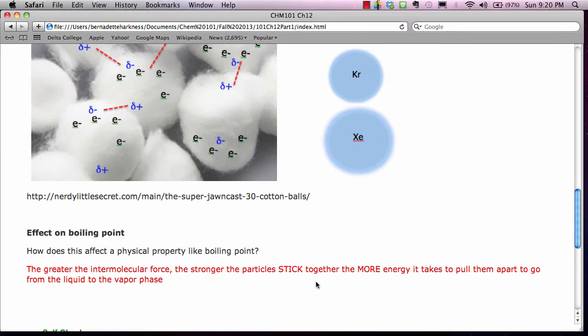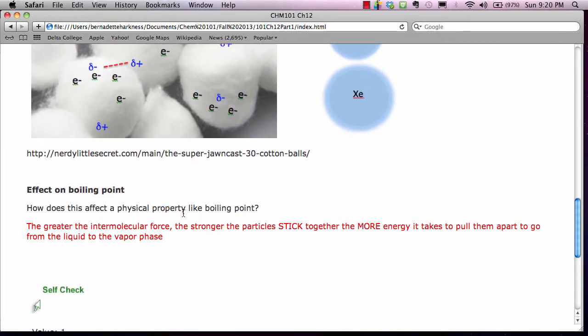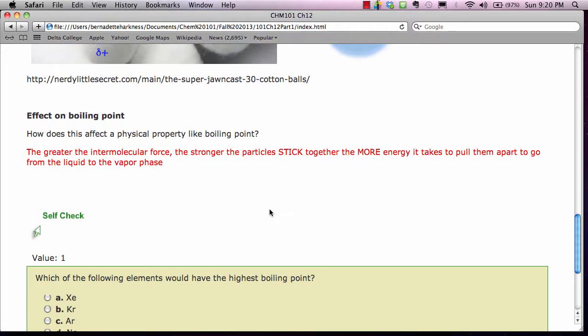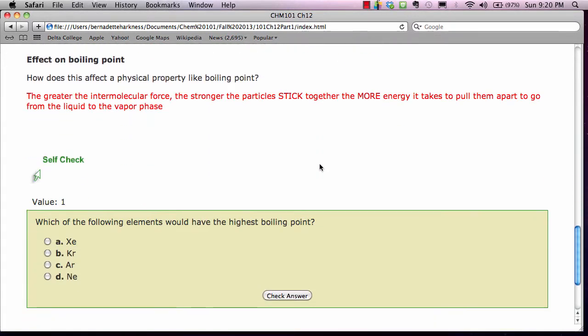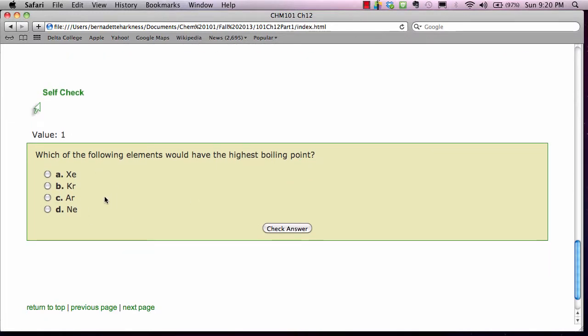How does that affect properties? Well, if you have greater attraction between the particles, they will tend to stick together more, and it takes more energy to pull them away to go from the liquid into the vapor phase. So in terms of boiling point, there is an increase in the boiling point as you go down from helium to xenon. If you can understand that, hopefully you can answer this question too.